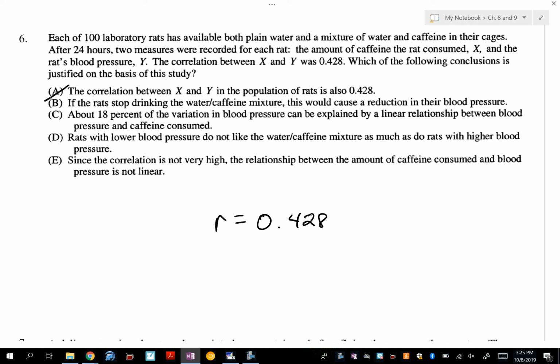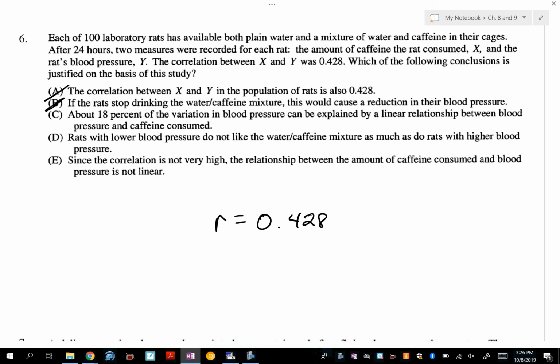If the rat stopped drinking the water caffeine mixture, this would cause a reduction in the blood pressure. It probably would, but you're assuming what? You're assuming cause and effect. Right? Correlation does not mean causation, so I can't assume that that's true.